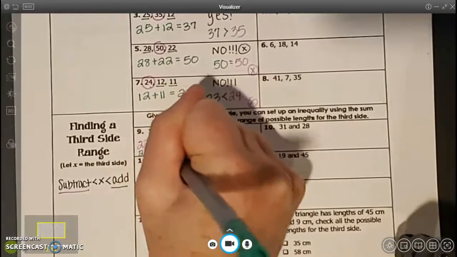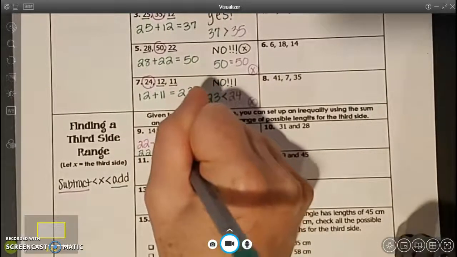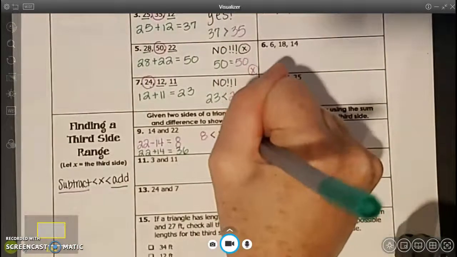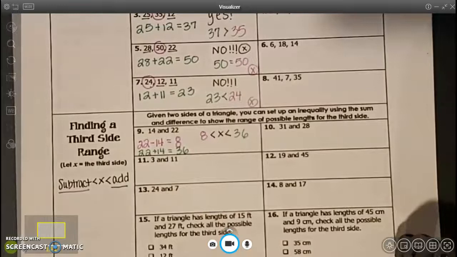Okay, so you just take the difference and the sum, and it goes on either side. Gotta let my camera catch up here. There we go. All right, let's look at number 11.